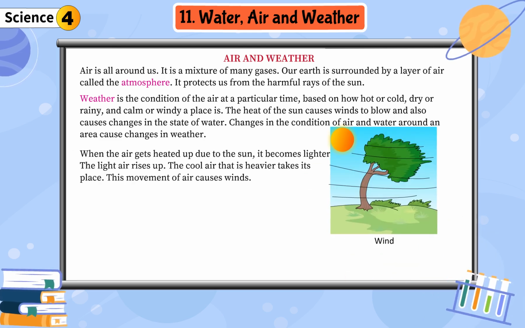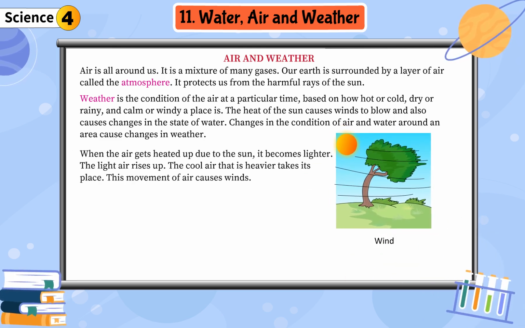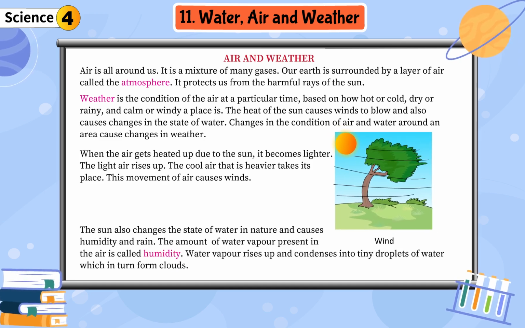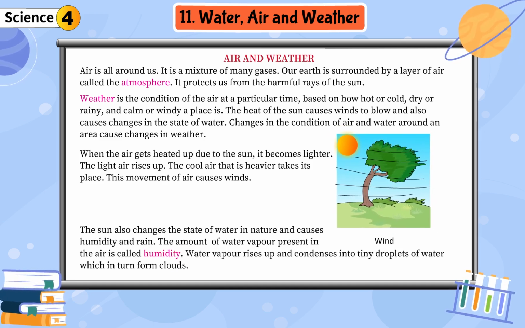When the air gets heated up due to the sun, it becomes lighter. The light air rises up. The cool air that is heavier takes its place. This movement of air causes winds. The sun also changes the state of water in nature and causes humidity and rain.